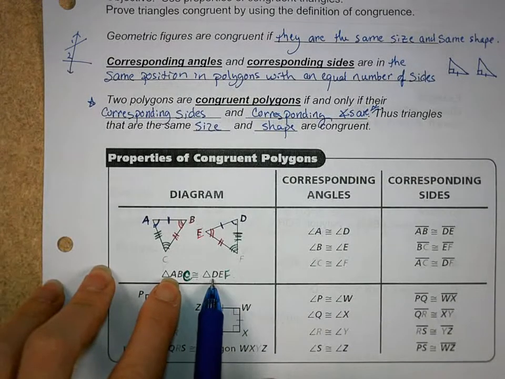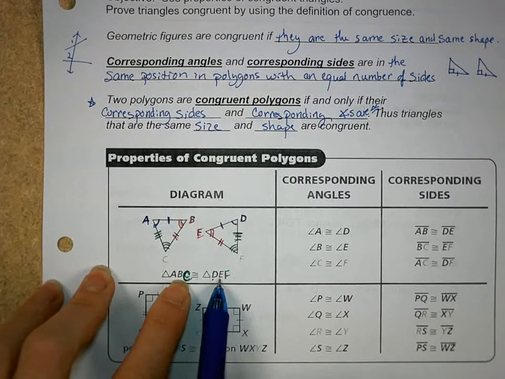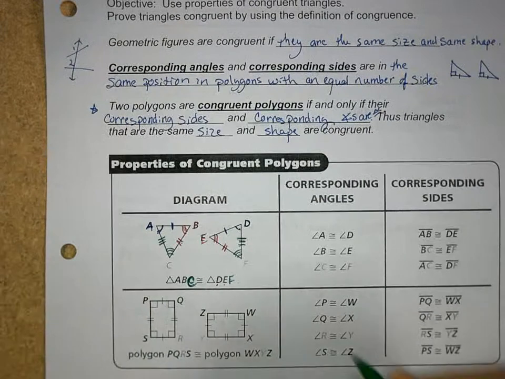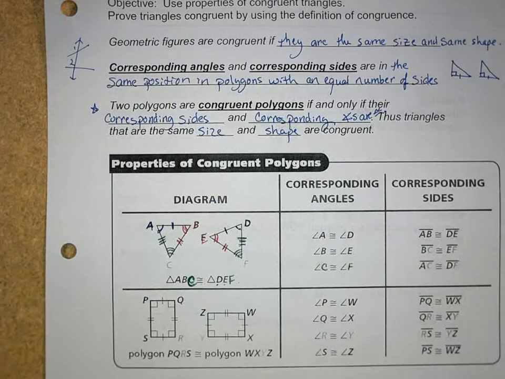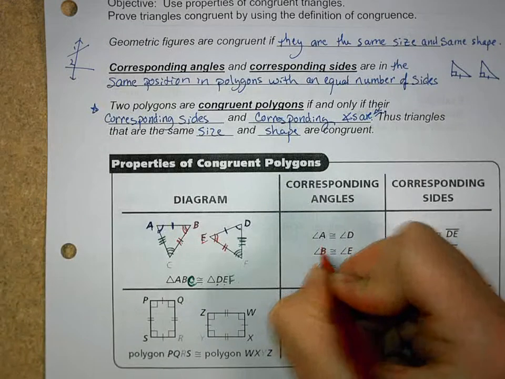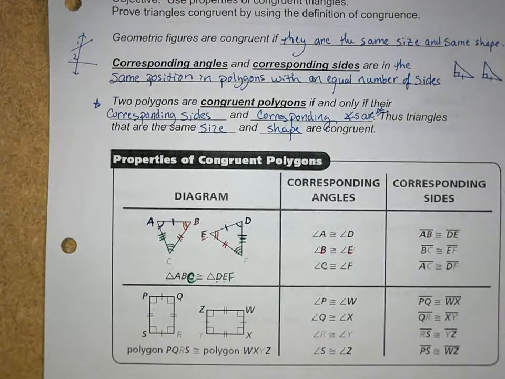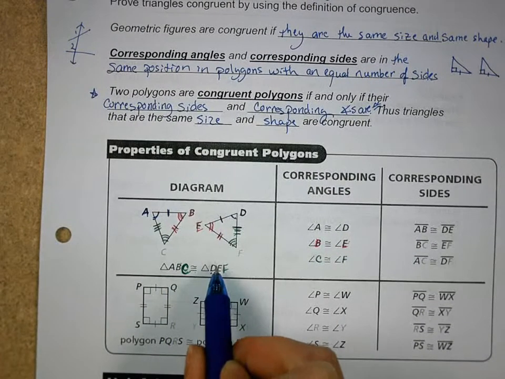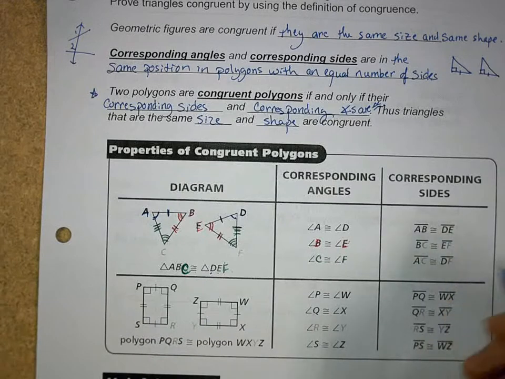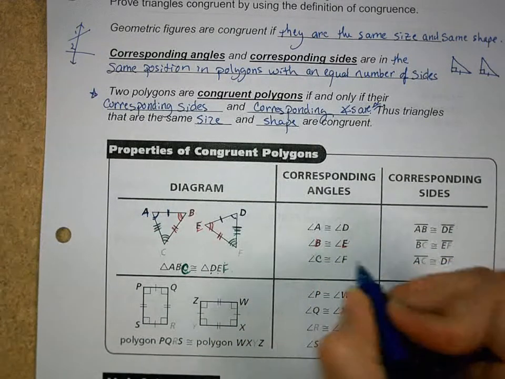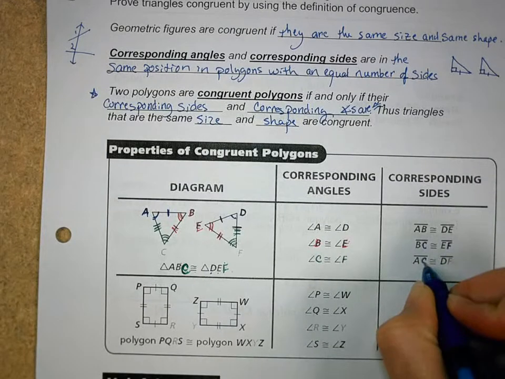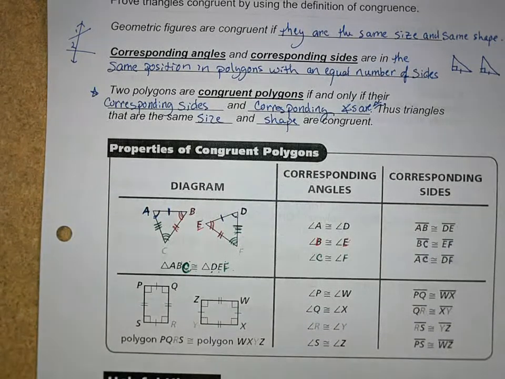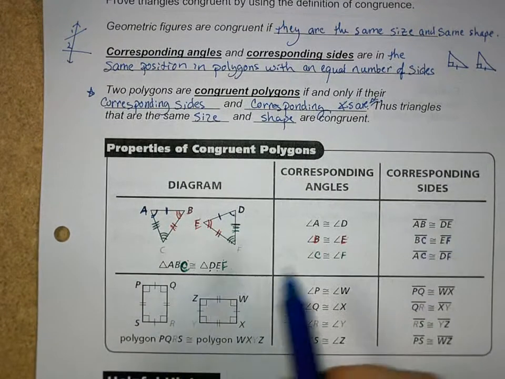A and D have to match because they're in the same position. B and E have to match because they're in the same position. C and F have to match because they're in the same position. In fact, let me put these in the same colors that we were doing earlier. Here's B, here's E. Now, notice everything matchy-matchy. If I name segments, I know segment AB has to match segment DE. Notice how they're matched over here. I know segment BC has to match EF because BC and EF are in the same locations. Those have to correspond. C and F have to correspond.